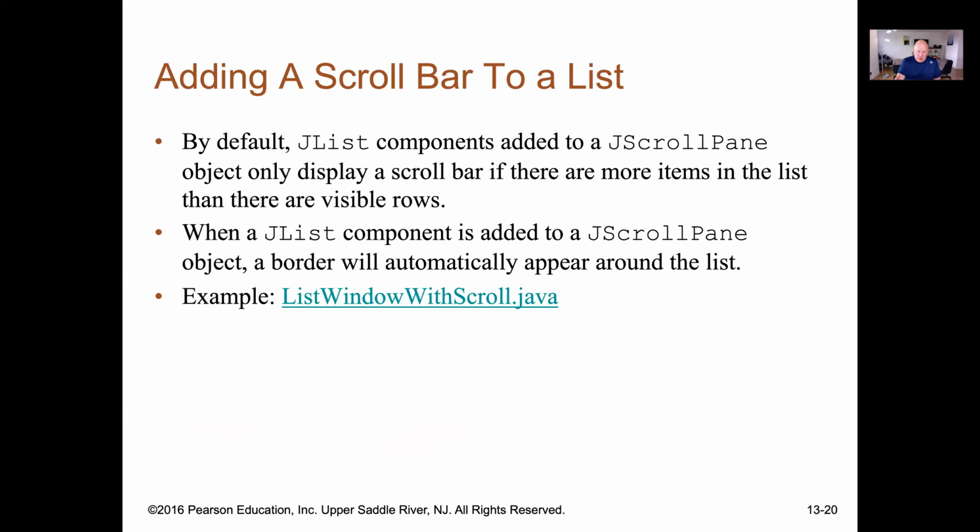This is more information on adding a scroll bar to a list. When a JList component is added to a JScrollPane object, a border will automatically appear around the list.